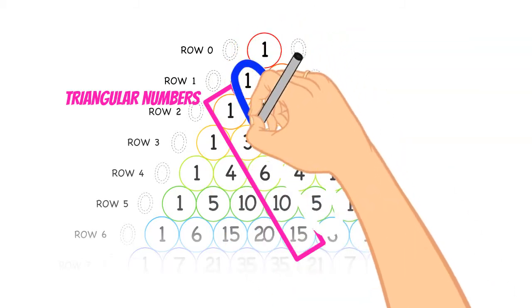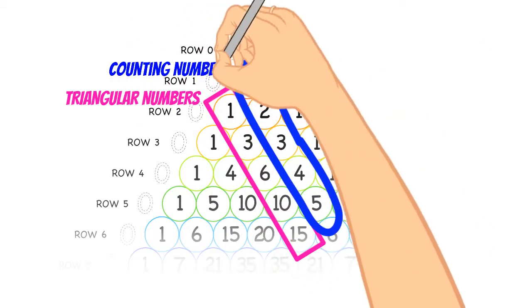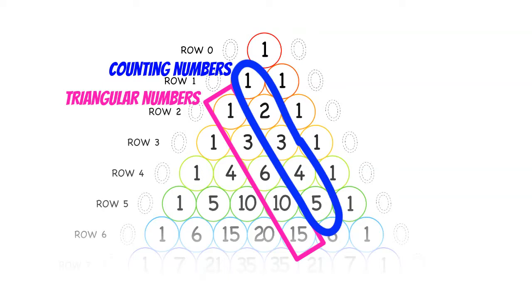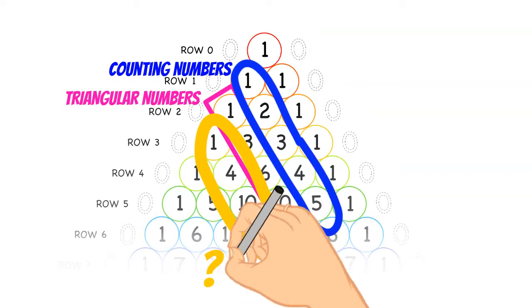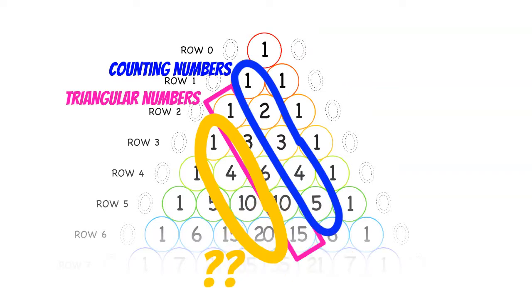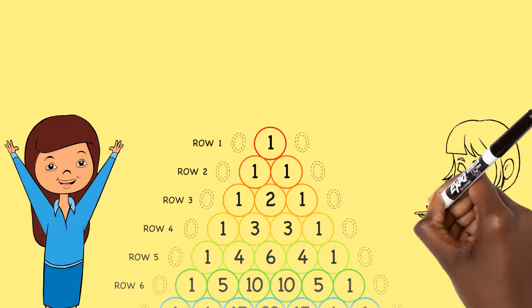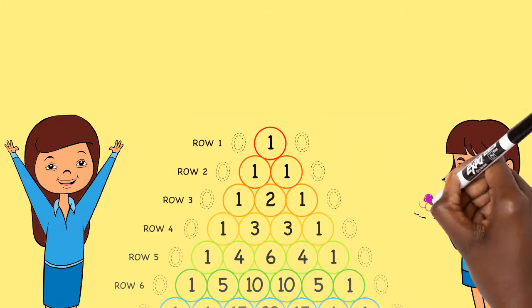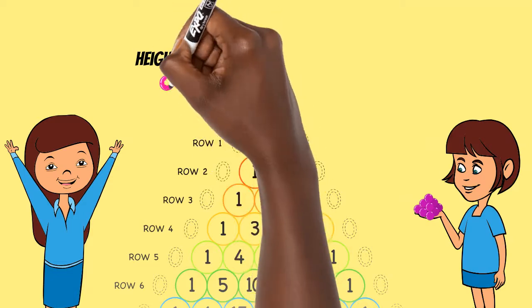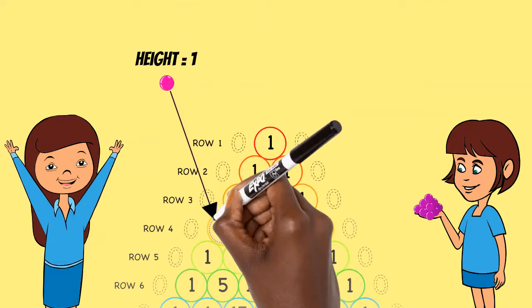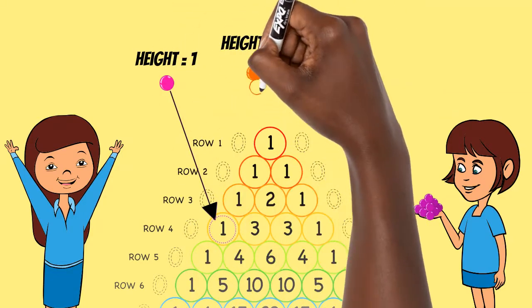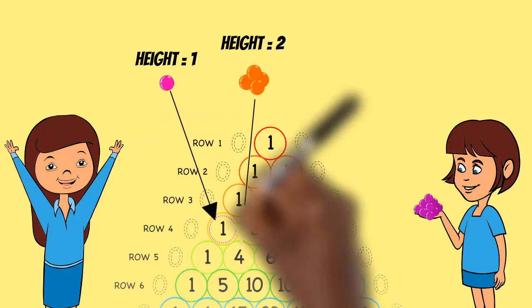If the second diagonal consists of the counting numbers and the third diagonal consists of the triangular numbers, what do you call the numbers on the fourth diagonal? Those are called the tetrahedral numbers, which are 1, 4, 10, 20. You get these numbers when you stack gumballs in a tetrahedron or a triangle pyramid like this. So a tetrahedron with a height of 1 needs 1 gumball. If we have a height of 2, then we've used 1 and 3 for the base, so 4 gumballs.